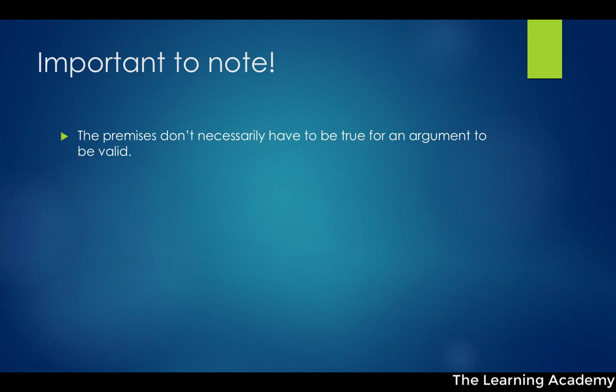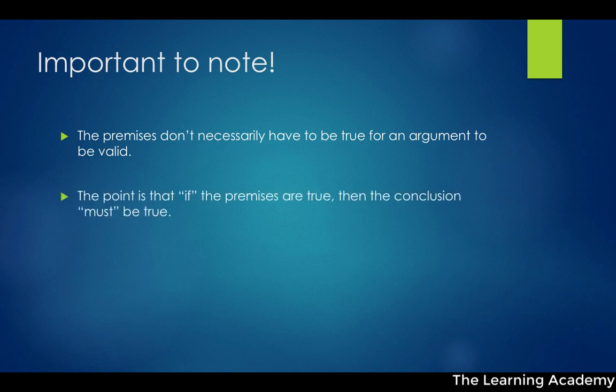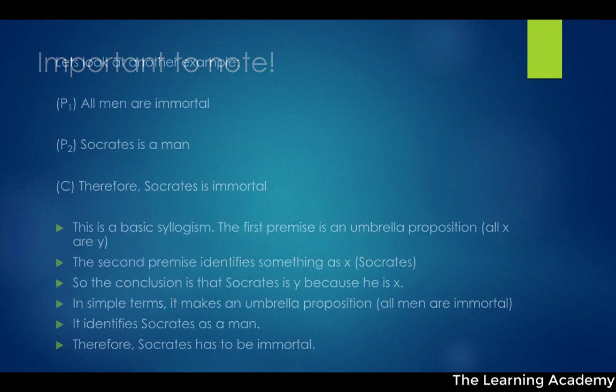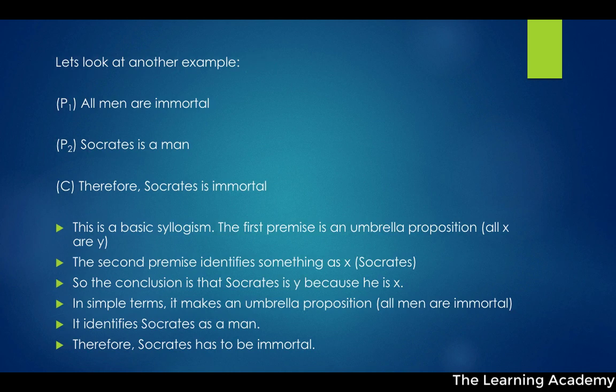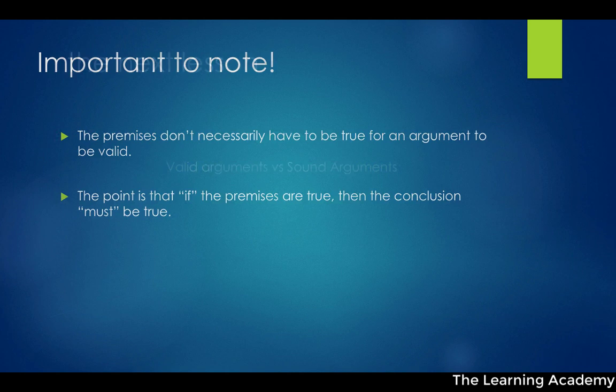So it's important to note that the premises don't necessarily have to be true for the argument to be valid. All a valid argument is, is that if the premises are true, then the conclusion must be true. So if we go back, the premises here aren't true, except for premise 2, Socrates was a man. All men are immortal is not a true premise. However, if we can assume that it was a true premise, and we can assume the truth value of the second premise, then we would have to assume the conclusion to be true. That is what we are talking about for a valid argument.